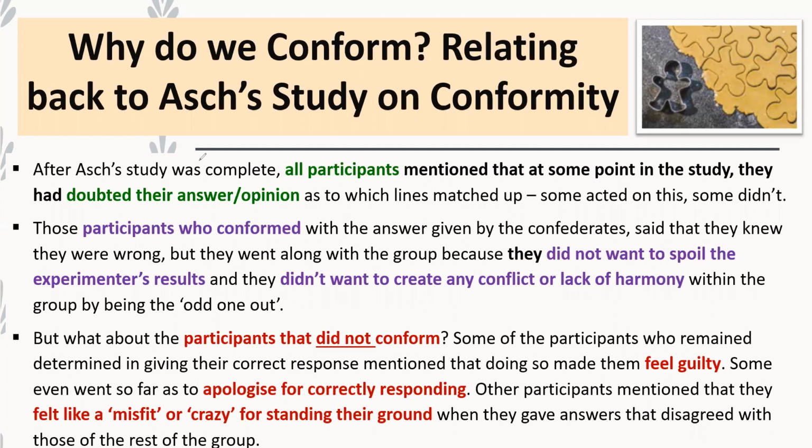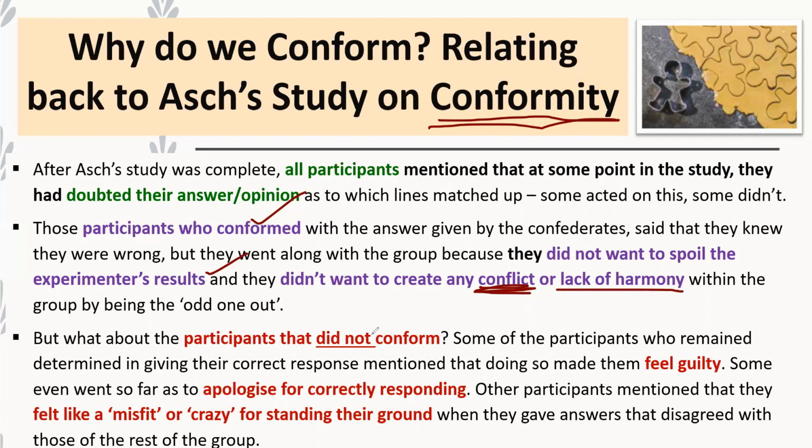Okay, so that shows you the power of conformity in making us double guess or second guess ourselves. In the videos that we watched, we learned that the participants who did conform either conformed because they didn't want to spoil the experimenter's results, or because they didn't want to create any conflict. One of the guys in the video says, "I know the answer's right, but I don't want to create any waves." He doesn't want to create any lack of harmony within the group by being the odd one out.